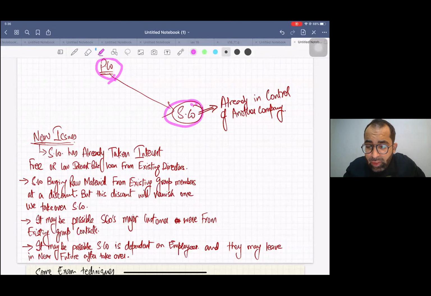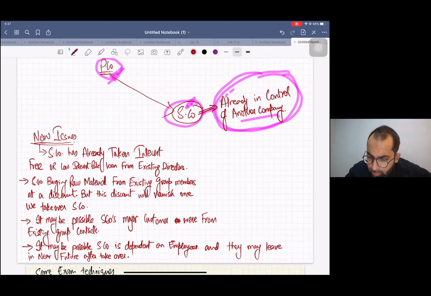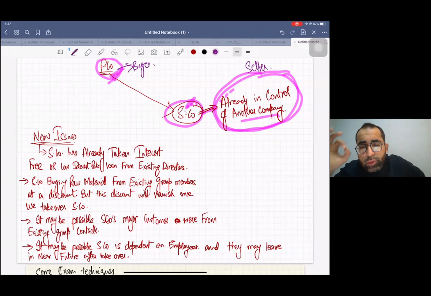Now wait, right now S company is already in control of another company. We want to acquire this S company. We are the parent company, and this S company is right now under the control of another party. These people are the sellers, and we are the buyers. We want to buy this S company and they want to sell it. So this is very common.